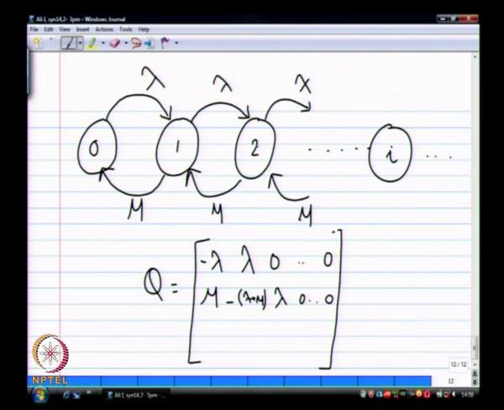In state 2 I have 2 processes happening: either an arrival comes, therefore I go to state 3, or a departure takes place, therefore I go to state 1. These are both exponential processes, this one with parameter lambda, this one with parameter mu. So I will leave state 2 when the first of these 2 events takes place, the min of these. Lambda and mu are the rates of going to either this state or that state respectively.